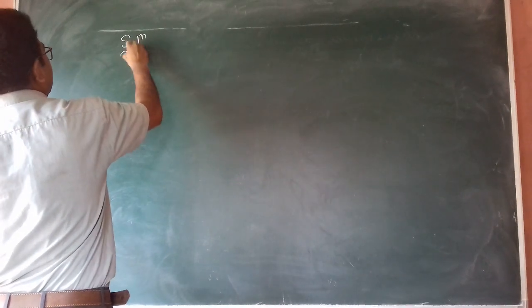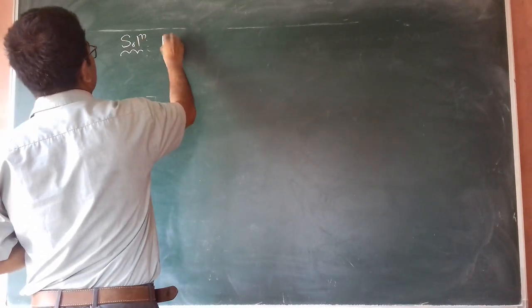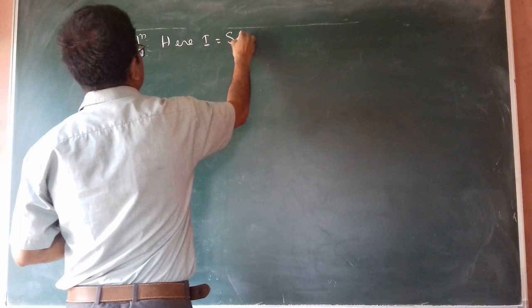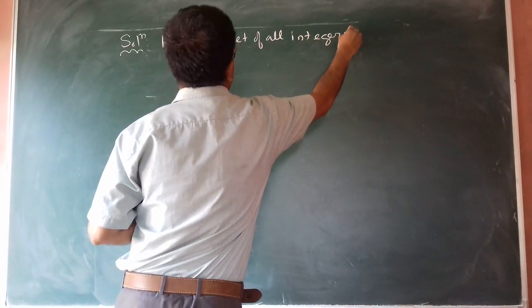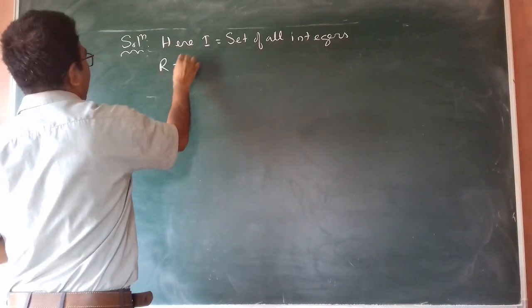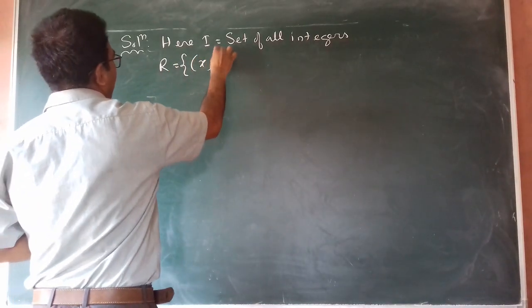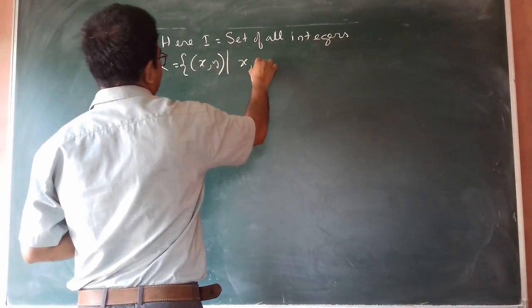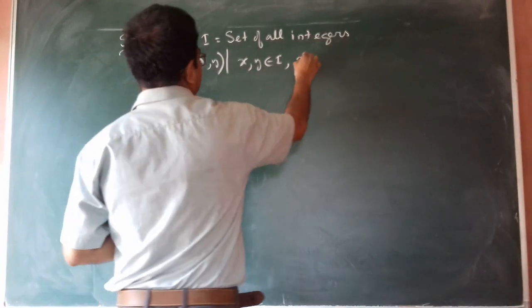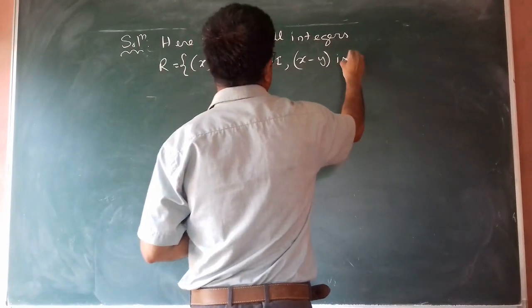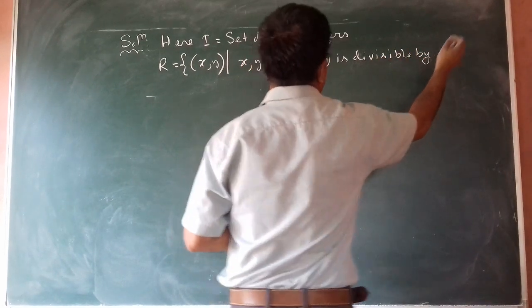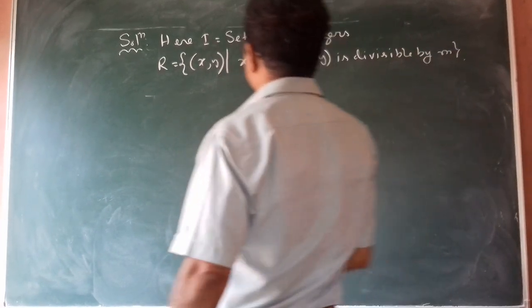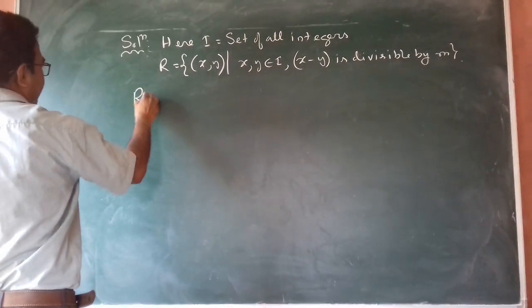So solution, here I is equal to the set of all integers and R is defined as (x, y) such that x, y belongs to I and x minus y is divisible by m. So the first condition we are going to check is reflexive.